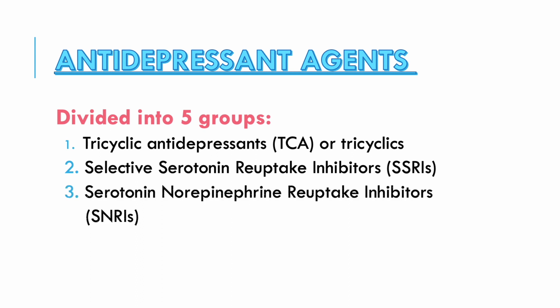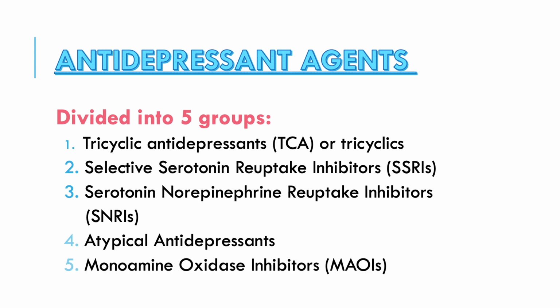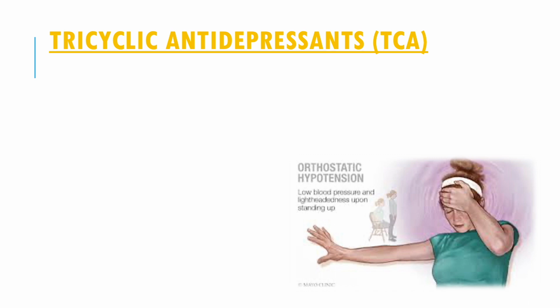Third is the serotonin norepinephrine reuptake inhibitors, or SNRIs. Fourth is the atypical antidepressants. And fifth is the monoamine oxidase inhibitors, or MAOIs. Tricyclic antidepressants, or TCAs, are used to treat major depression.